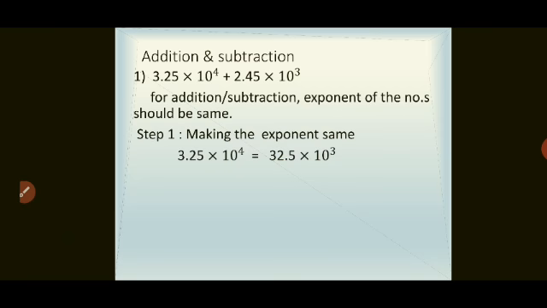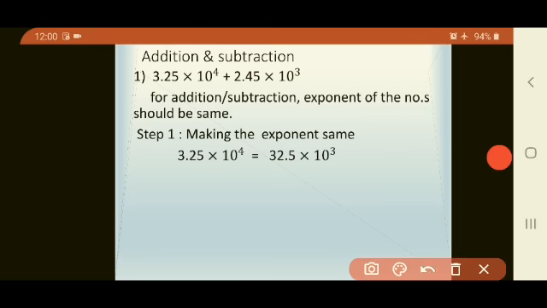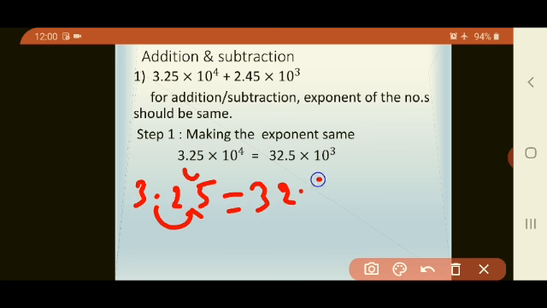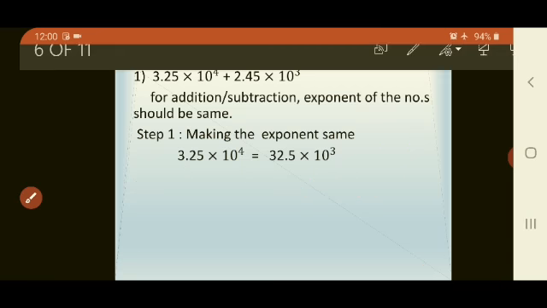How is it converted? Now I have shifted the decimal point one place after this, in 3.25. This decimal point is shifted after this, so the power will be less by 1. So how can we write? 32.5 into 10 to the power 3. Is it? Okay, now again the same addition.